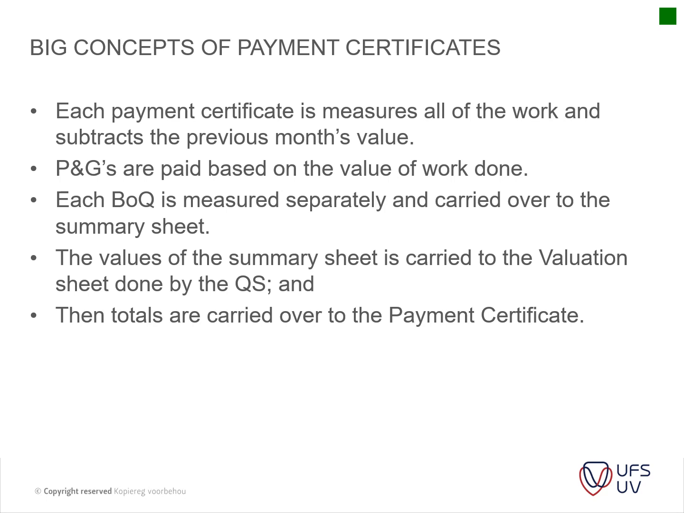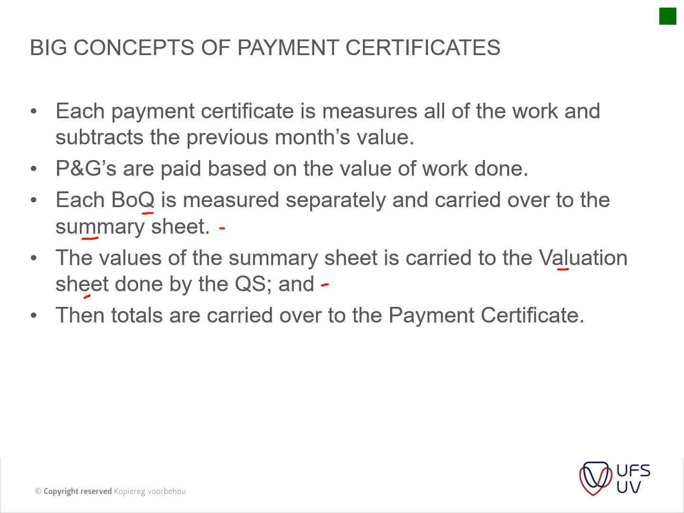Okay, so each bill BOQ is measured separately and carried over to the summary sheet. So the first step is to measure the BOQ, the bill items. It's usually given in percentages, and then the value of the summary sheet is carried over to the valuation sheet, which is done by the QS. So we're not going to focus on this basically because this is a repetition of the actual payment certificate.